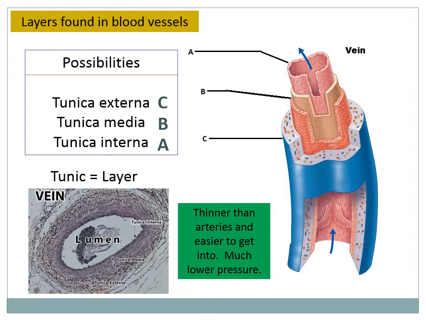Veins are much thinner than arteries, much easier to get into, and they have a much lower pressure than an artery does. This is why we use veins to draw blood most of the time, because they're more surfacey, thinner, and easier to get into. Also, when you draw blood from a vein, it's not going to be at such a high pressure, which makes it a little easier to get blood. And also, once you get out, you can stop the blood flow out of the blood vessel pretty easily.